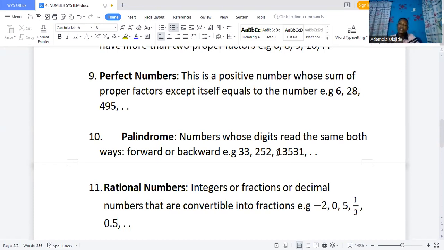Look at this one now. This is 13531. If you are reading it backwards, it is 13531. So that is what we call a palindrome or palindromic number.